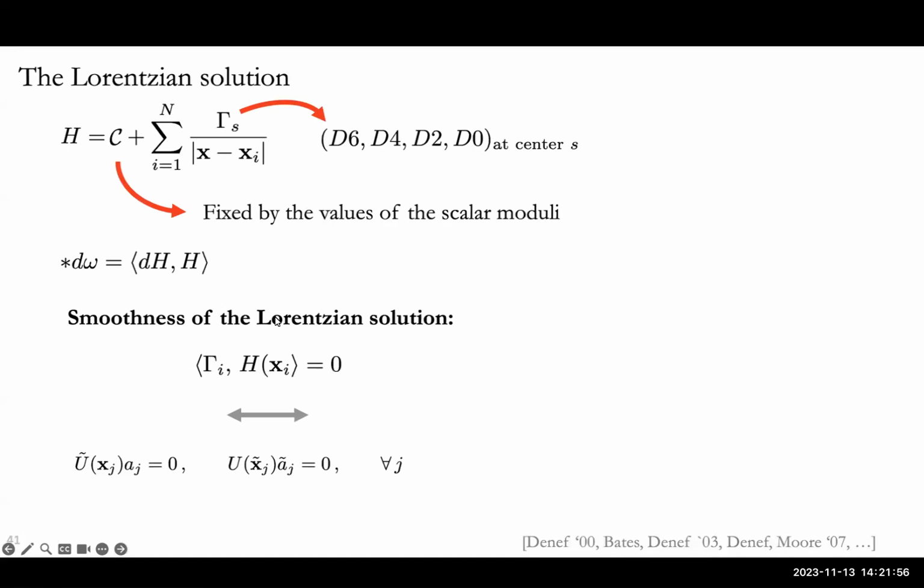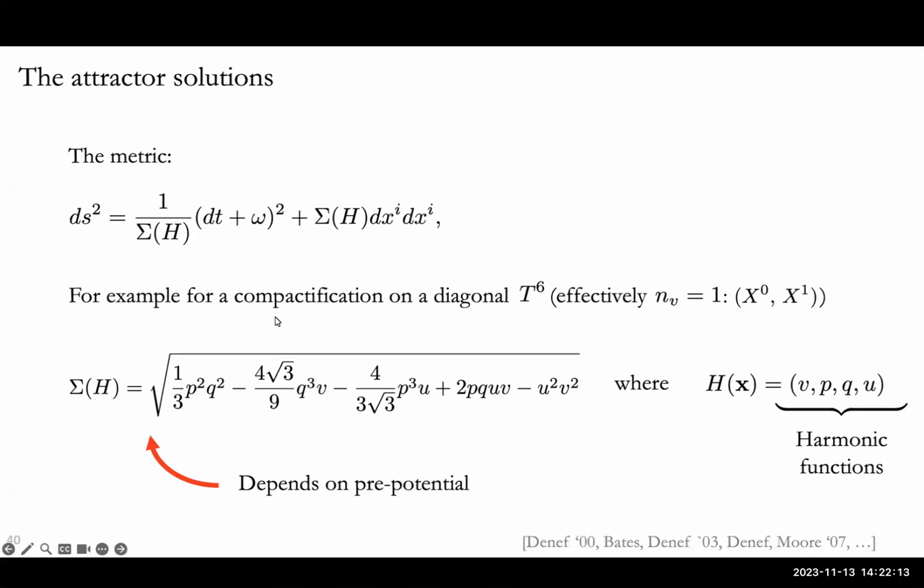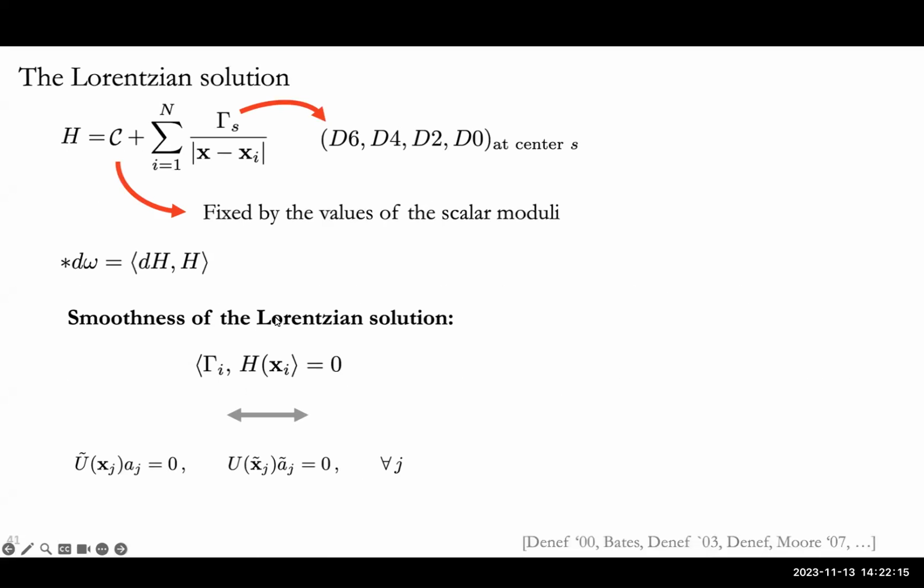The poles, the residues of H at each pole determine a vector which gives the charges of the black holes that you're interested in. So for instance, if I study a compactification on T6, on a diagonal T6, I have 4 sets of charges that I can turn on at each one of these centers.